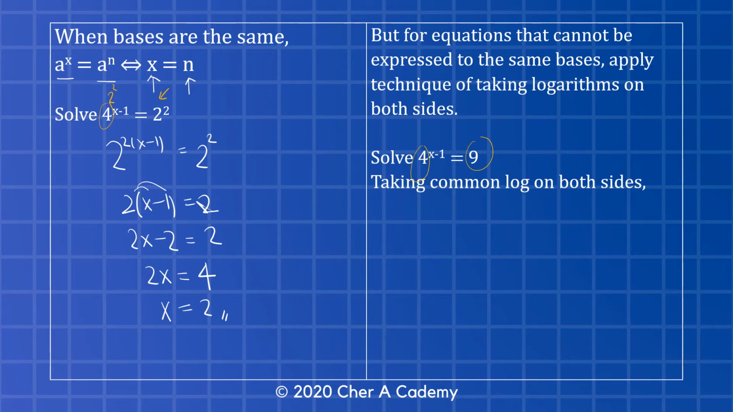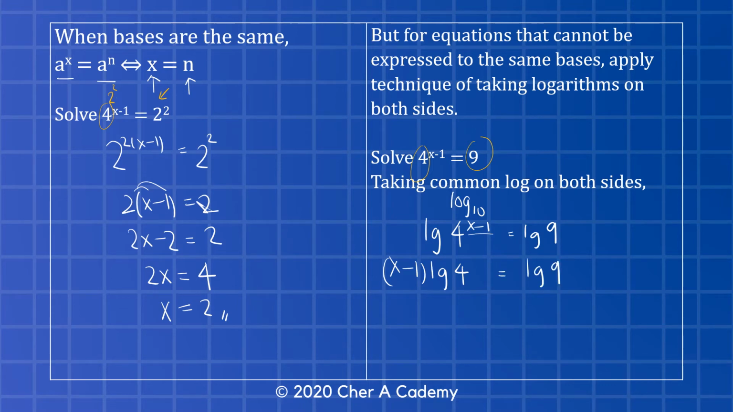Common log, a recap, is log base 10. Why do we choose common log? Because we can type it in the calculator to get a value. So I'll log both sides. I have a power here, so using the power law, I bring down the power. I have (x minus 1) log 4 equals log 9.